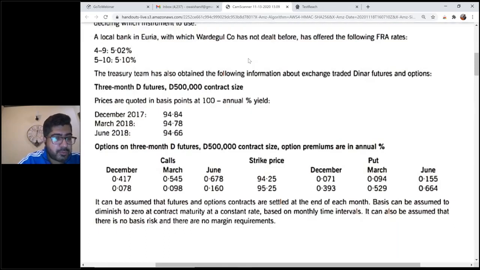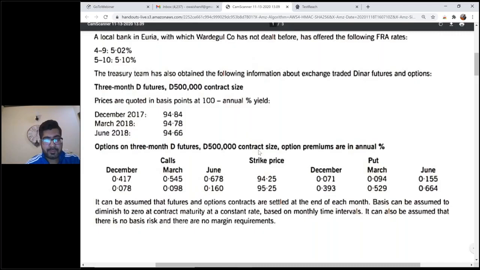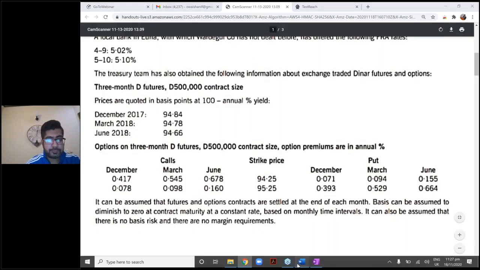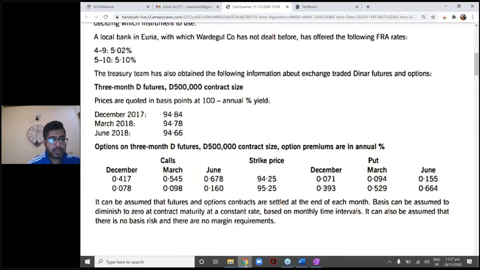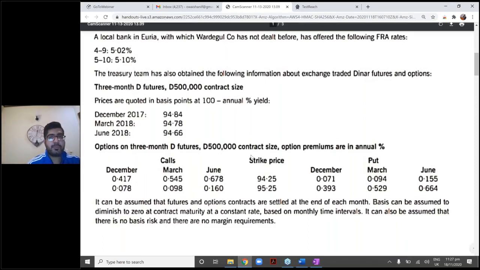In call options, you see three premiums at the first strike price, first exercise price: 0.417, 0.545, 0.678. Remember, you need to take the March ones, because your deposit was on 31st January, so you take the very next one, March. The first price premium at call option for March is 0.545.